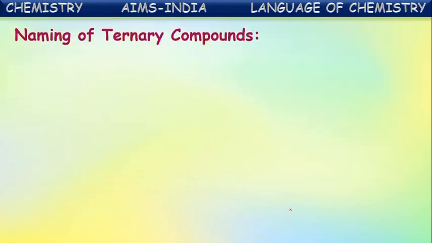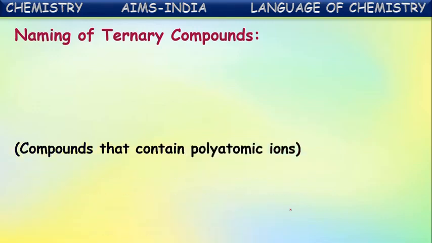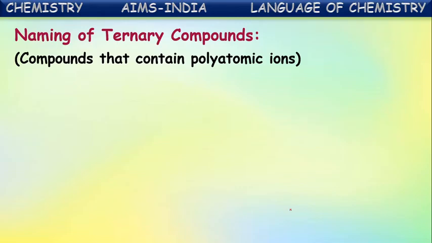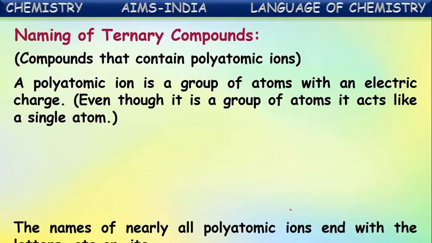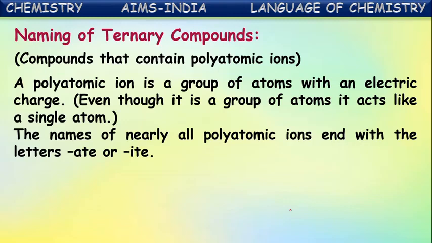Next, this second category we came to now: naming of ternary compounds. Compounds that contain polyatomic ions, nothing but radicals. A polyatomic ion is a group of atoms with an electric charge. Yes, just like the single atomic ions, polyatomic ions also exist in chemical compounds. They are also simply called radicals, like SO4 2-, the sulfate ion, the nitrate ion, the carbonate ion. These all come under polyatomic ions. The names of nearly all polyatomic ions end with the letters ate or ite.